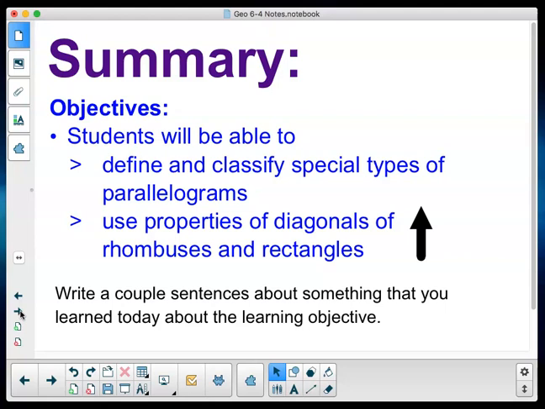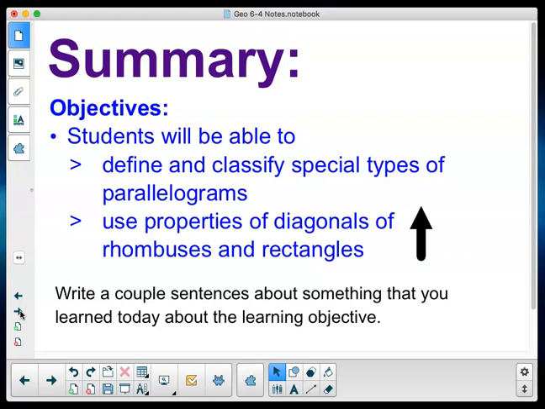All of them have opposite sides congruent, consecutive angles supplementary, opposite angles congruent, and diagonals that bisect each other. So keep that in mind. If it's a rectangle, all the angles are right angles and the diagonals are the same. If it's a square, it has all the properties of a rhombus and a rectangle. All the sides are the same, all the angles are right angles, and the diagonals bisect each other and are perpendicular to each other. So keep that in mind.